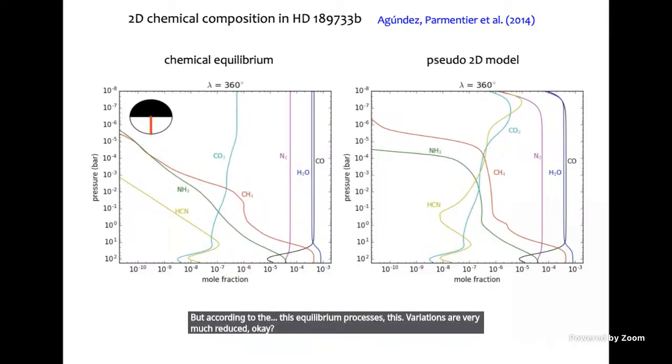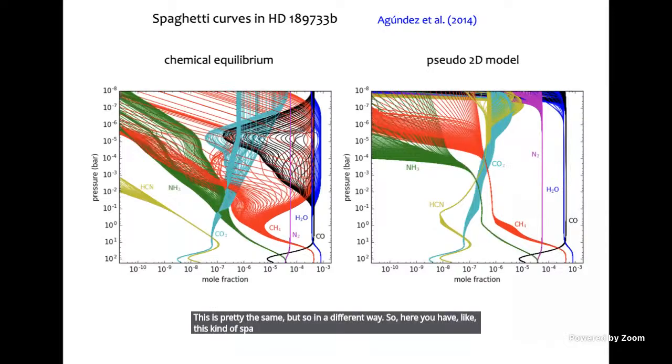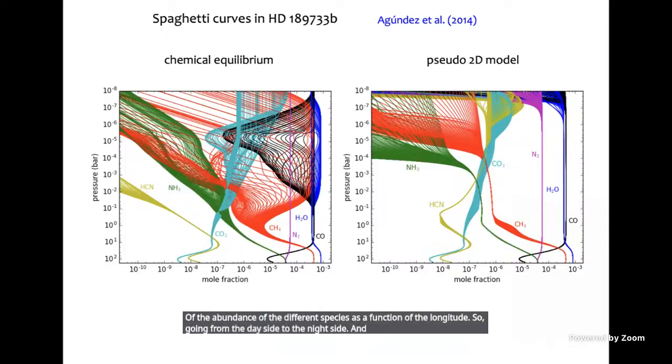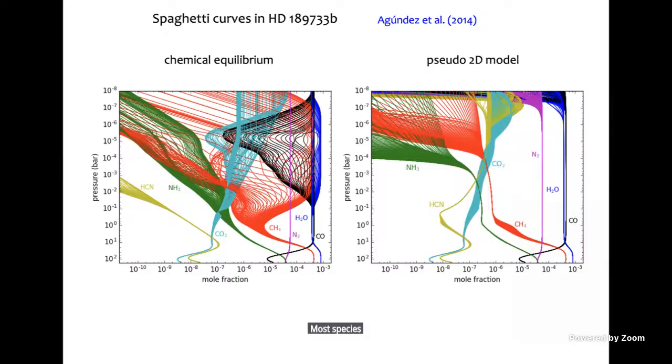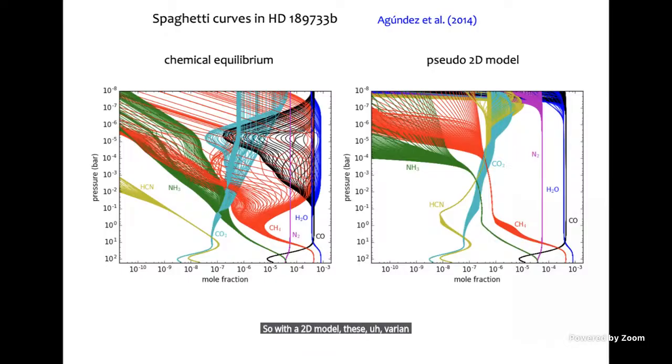This is pretty much the same, but in a different way. Here you have this kind of spaghetti curves where you see the variation of the abundance of the different species as a function of the longitude, going from the day side to the night side. You see here that according to chemical equilibrium, most species experience great variations of the abundance, but when you go to the pseudo 2D model, these variations get suppressed.